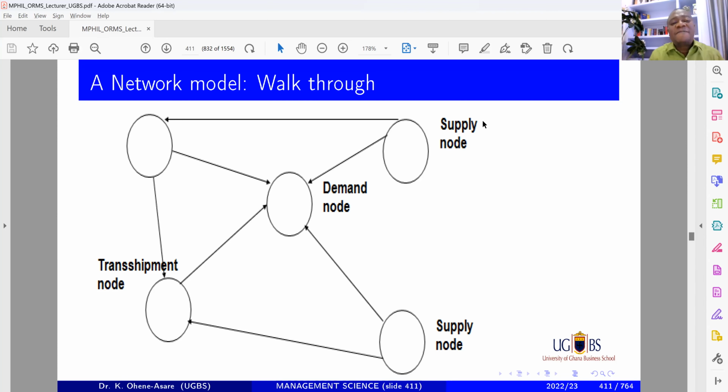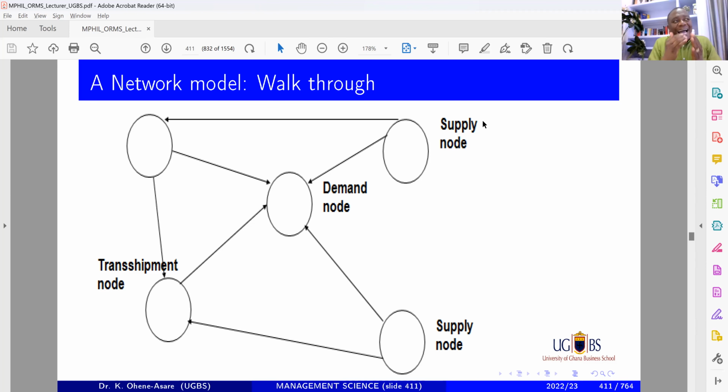It is from the supply node, it is going to the demand node, and the transshipment node helps that to happen. Let's take, for example, there is a car that is going from 37 to Medina. Okponglo Junction becomes the transshipment node in this network.